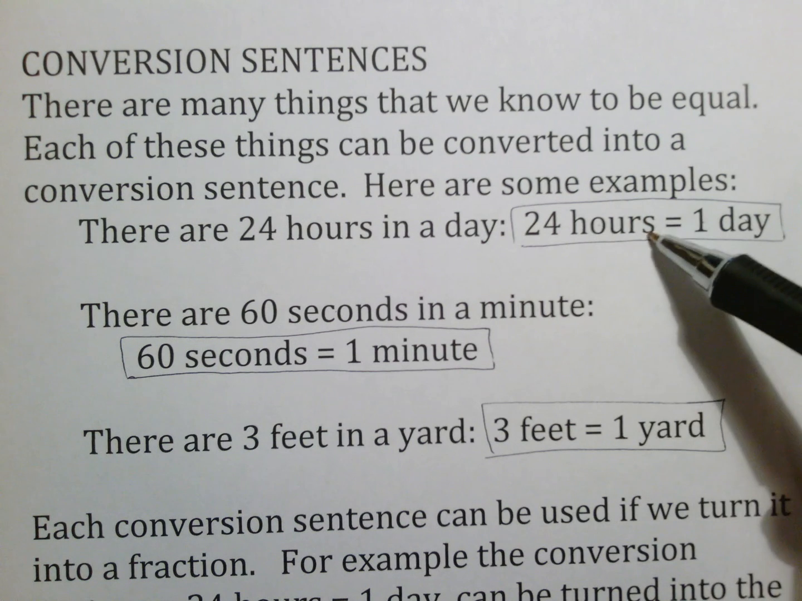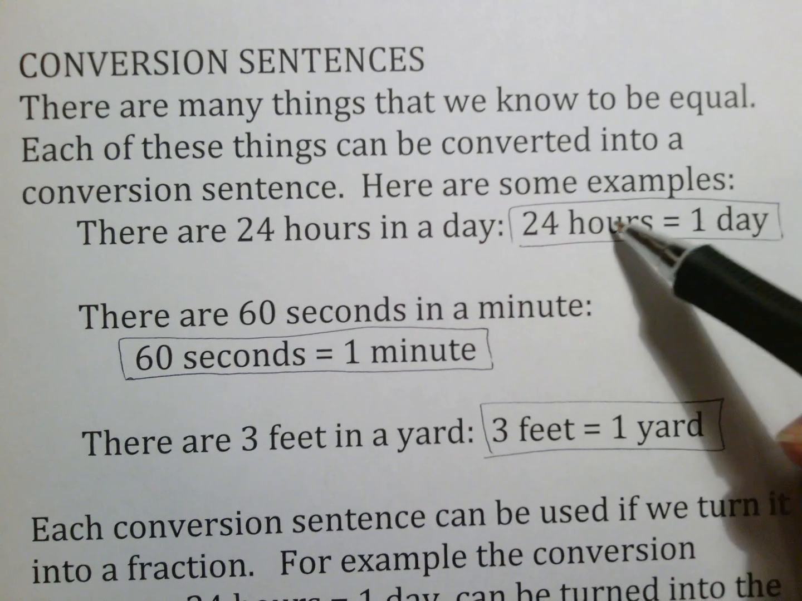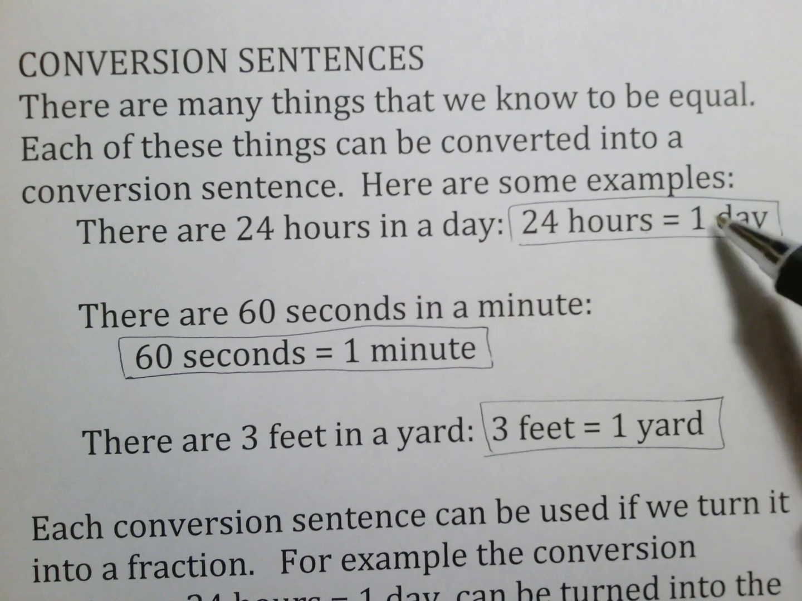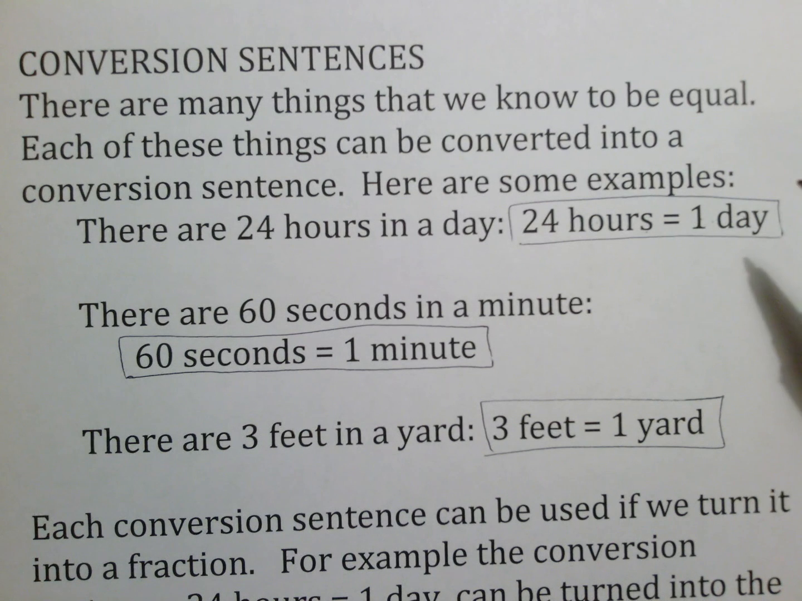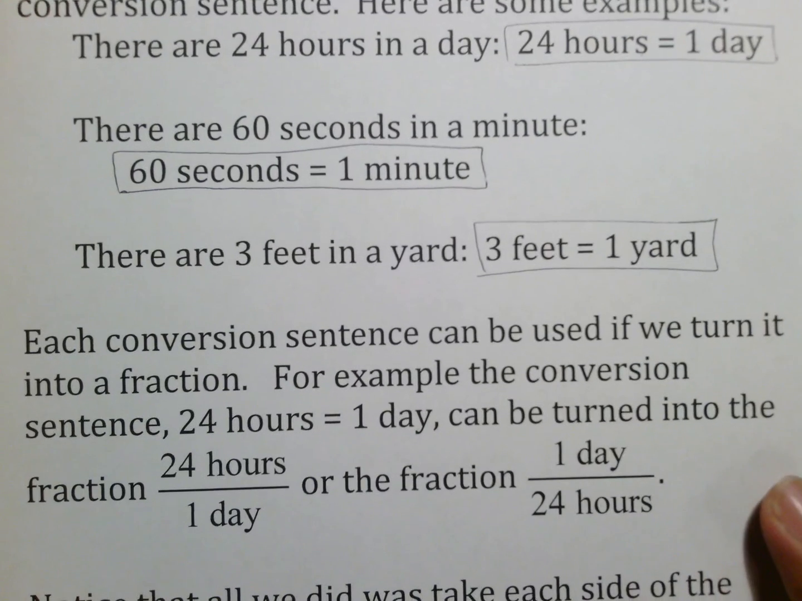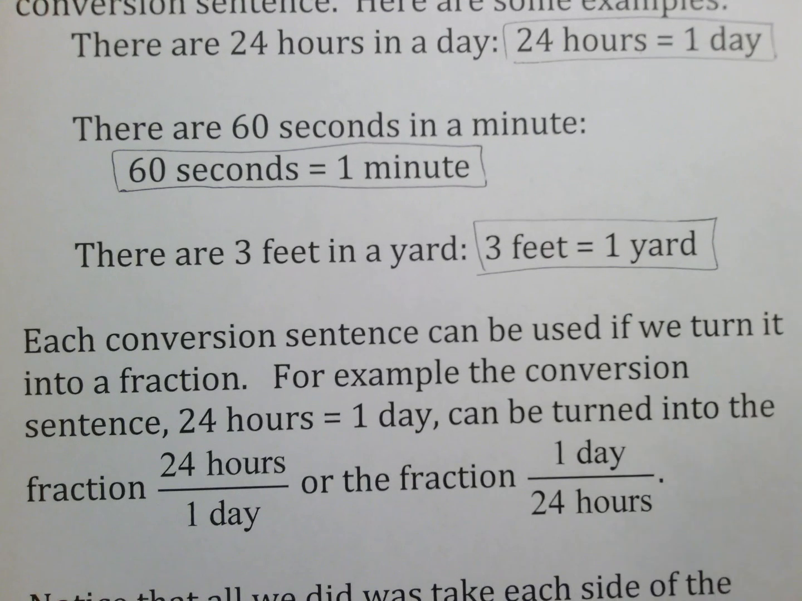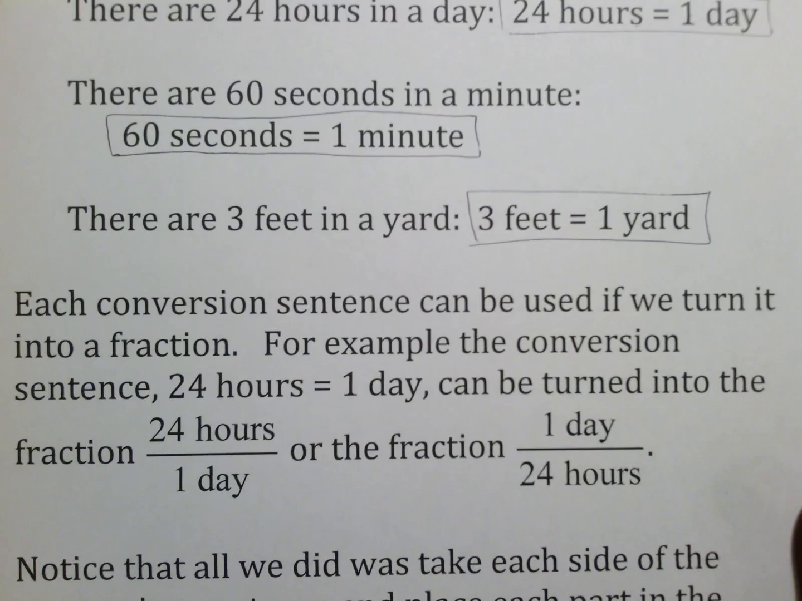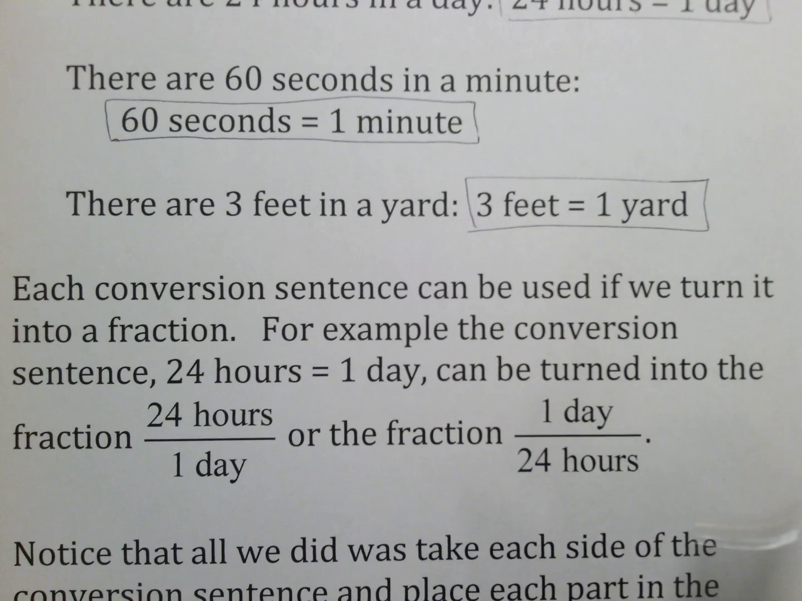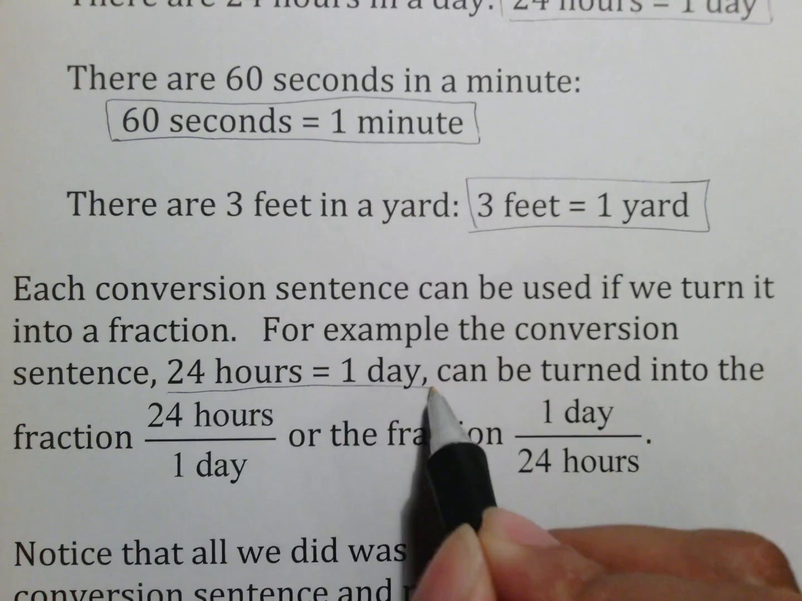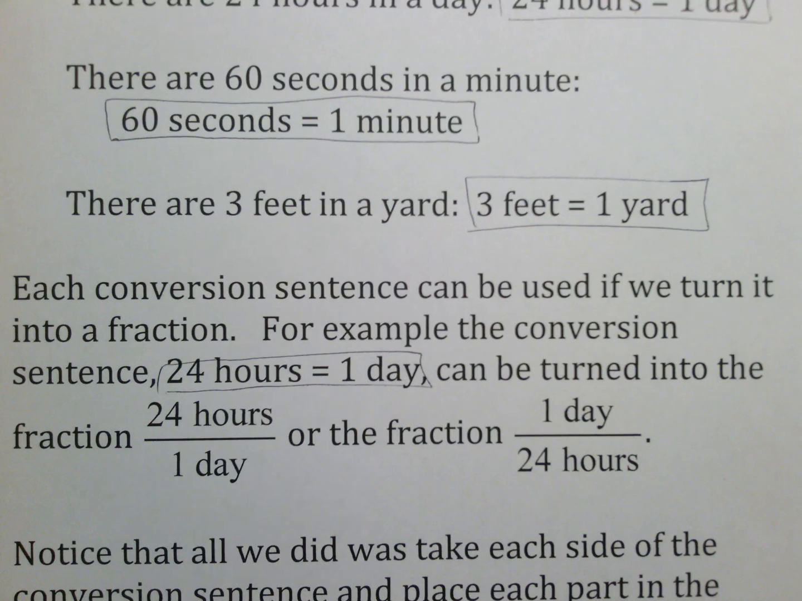A conversion sentence is simply 2 numbers that are equal with 2 different units on 2 different sides of the equal sign. Alright? So again, if there is something that is equal, or it says something is equal, that is your conversion sentence. And each conversion sentence can be used if we turn it into a fraction. For example, the conversion sentence 24 hours equals 1 day can be turned into 2 fractions. The first one would be 24 hours over 1 day. The second one would be 1 day over 24 hours.